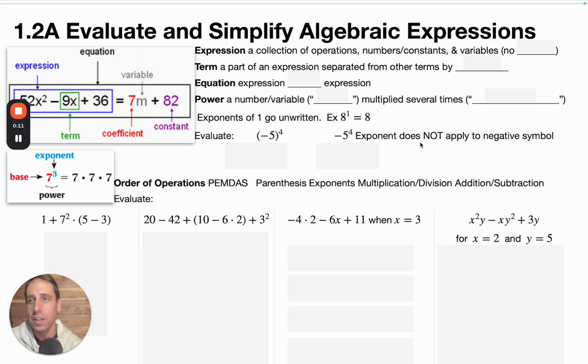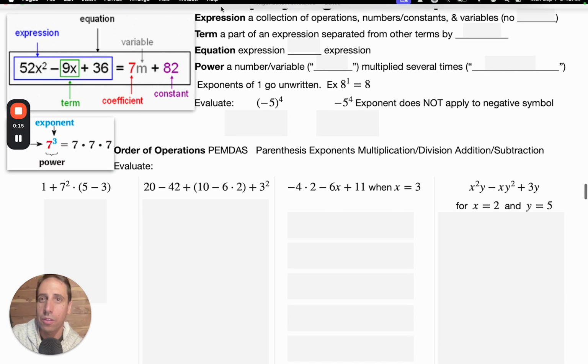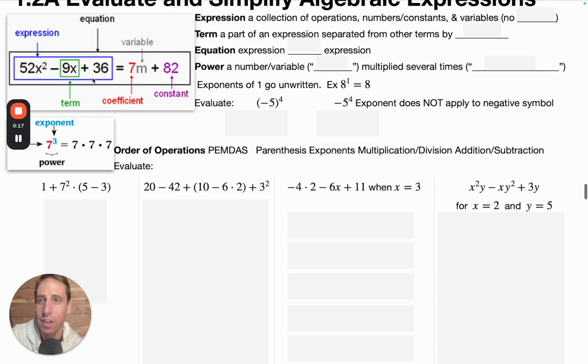Okay, so check out this cool little nifty picture I found. I really like it because all these vocabulary words that we've got here, they're going to show up in this picture somewhere. So for example, an expression, that's the first thing right here. This whole big blue box is an expression. And although it's not circled in blue as well, the other side, 7m plus 82, that's also an expression. What's an expression, in math at least?